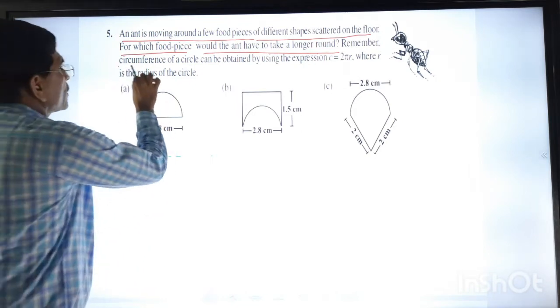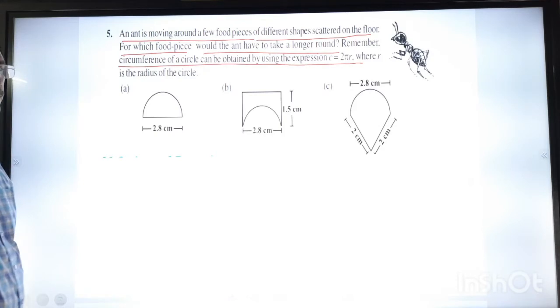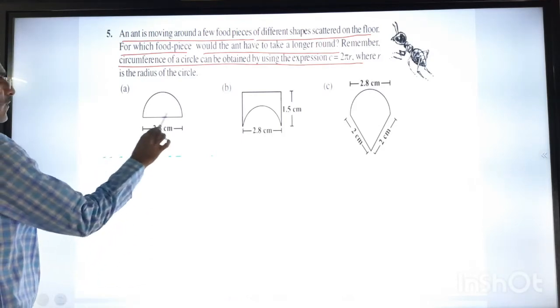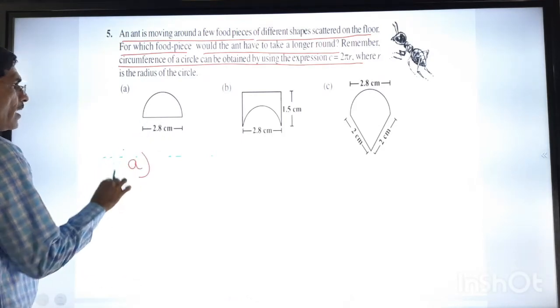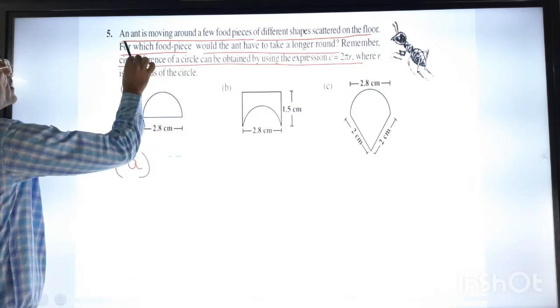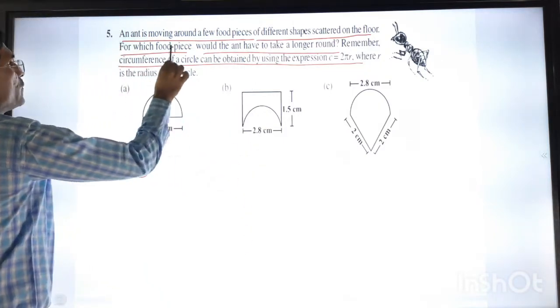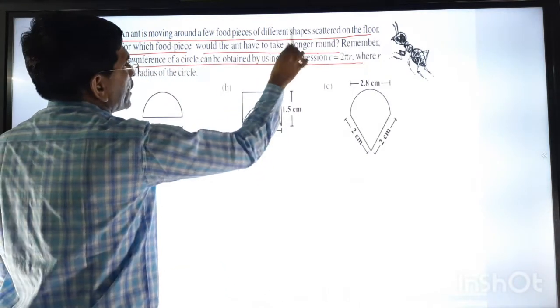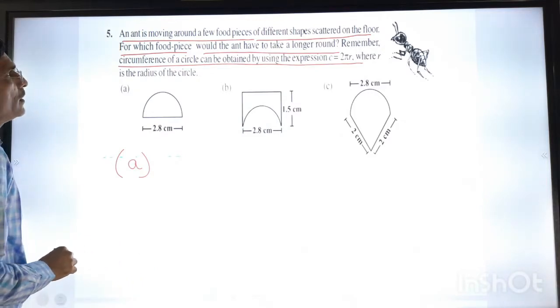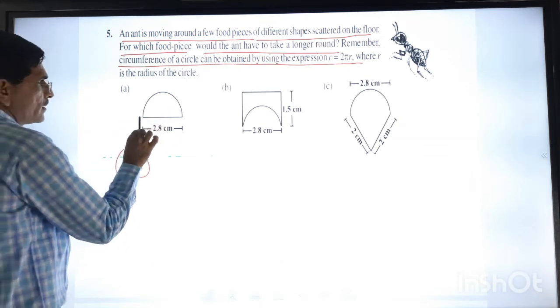Remember, the circumference of a circle may be obtained by using the expression 2 pi r. Now if we see here, first condition A. How does the ant move? The question is, an ant is moving around a footpath with different shapes. For which footpath would the ant have to take a longer round? So we have to find the circumference everywhere, or the length that the ant moves.